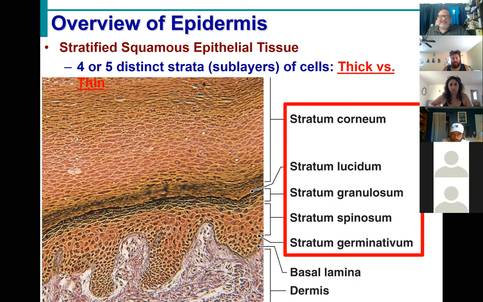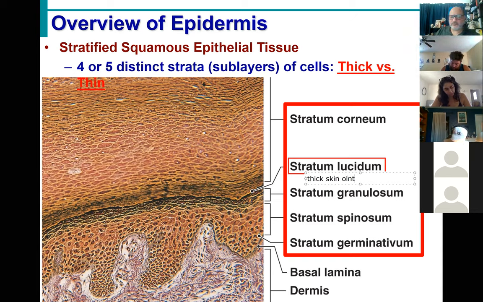Here we see a light microscopy view of the skin, and this happens to be thick skin because as you can see, there are 5 sublayers to it. And I will tell you right now, the big difference between thick skin and thin skin is this layer right here. The stratum lucidum is in thick skin only. Oops, how you spell only. Excellent.